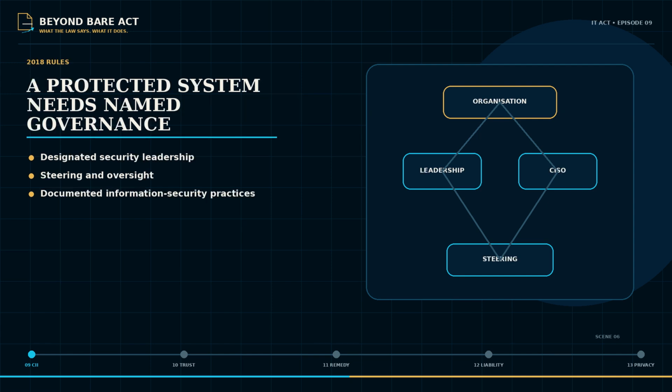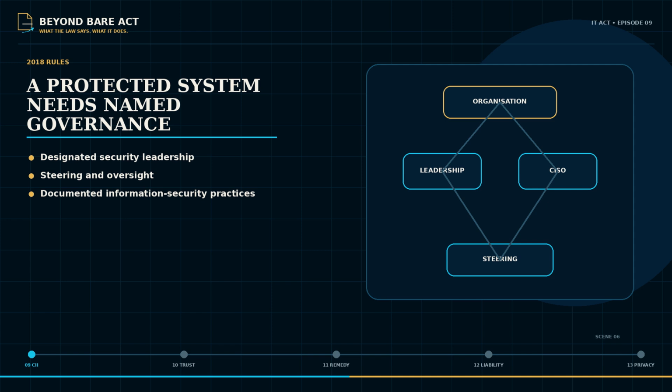Subsection 70(4) requires the central government to prescribe information security practices and procedures for protected systems. The Information Security Practices and Procedures for Protected System Rules 2018 provide that more specific governance layer.